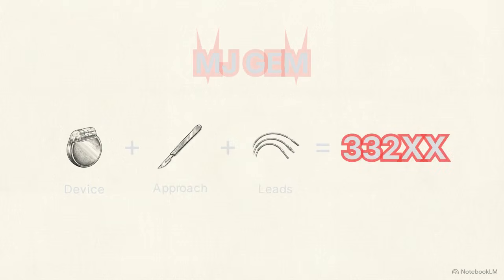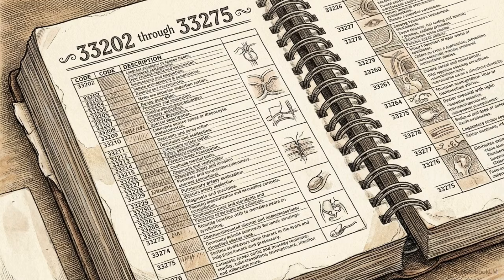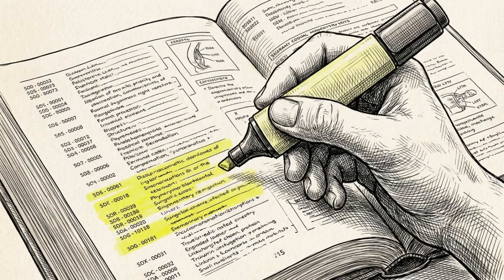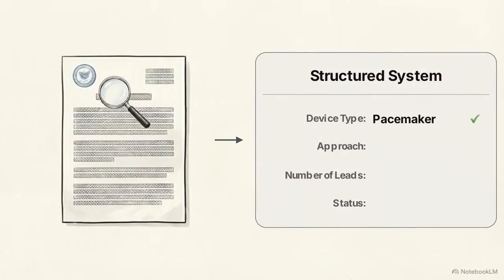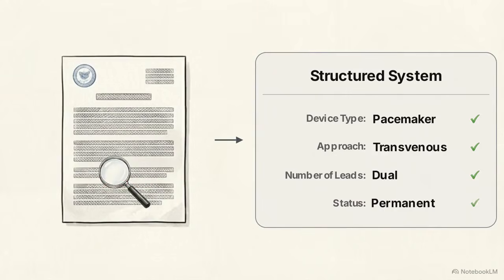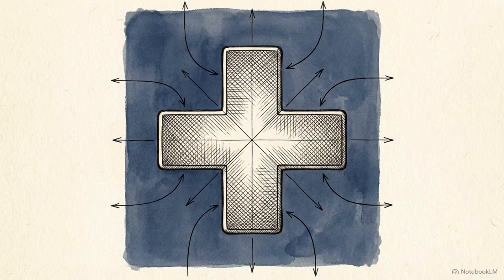If you do not know the exact device, the surgical approach, and the number of leads, you do not know the code. Go ahead and open your CPT manual to the 33202 through 33275 section and grab a highlighter. Let's build the system. When you stop trying to memorize codes and start trusting a structured system, coding pacemakers and defibrillators becomes a highly predictable, exact science. Let's look at step 1.